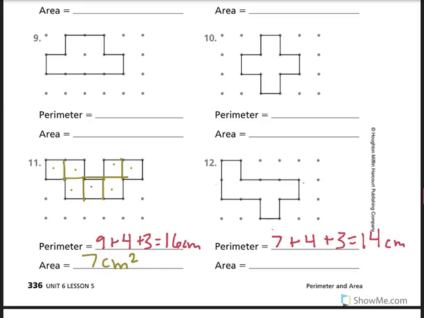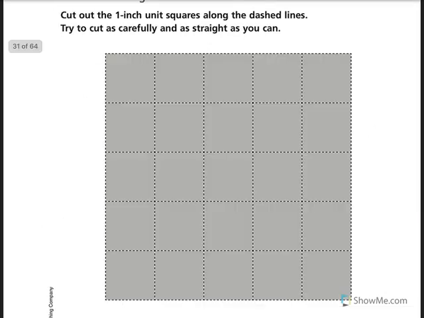Make it easy for myself and for you. So chop, chop, chop, chop, chop. Count the squares. 1, 2, 3, 4, 5, 6. 6 centimeters squared. Okay, let's go ahead to the next page.